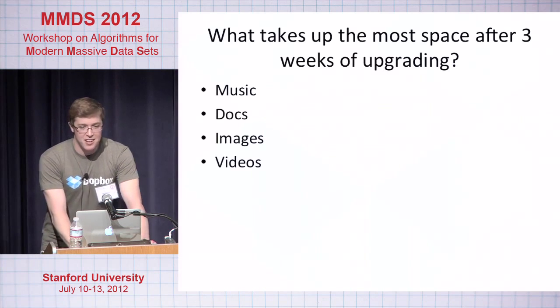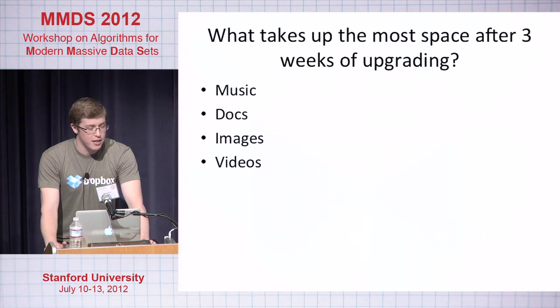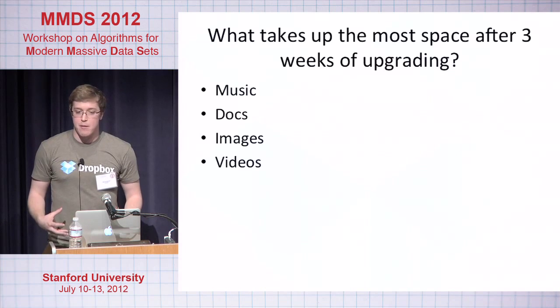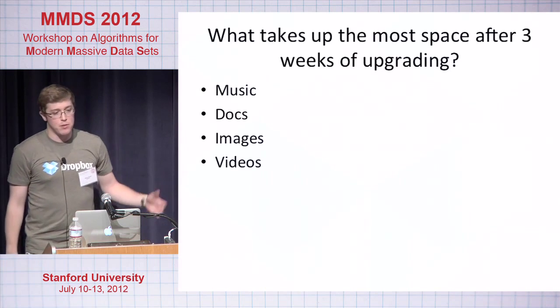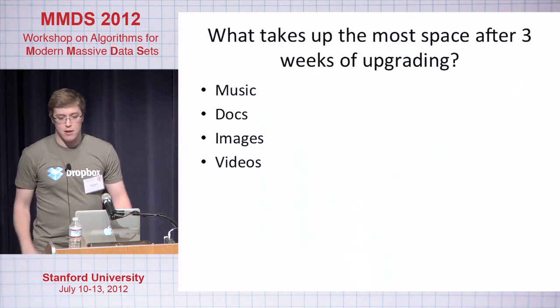Sweet. I think images was about twice as many as any other category. And it turns out the most space utilization after you upgrade is taken up by images. And this makes sense because tons of people are using Dropbox to store their photos and have them wherever they go and share them with their friends and family.